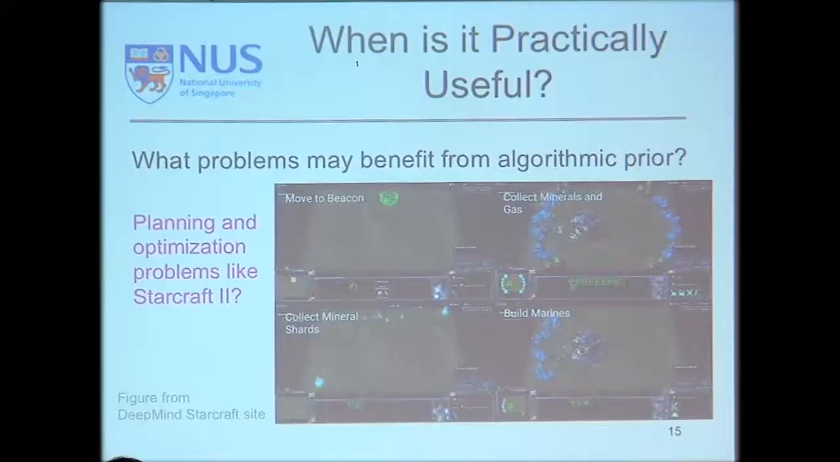Then there's a question of what types of problems this would likely help. What are the problems that may benefit from our knowledge of algorithms, which we would then encode as a network? I'm suggesting that planning and optimization problems, like StarCraft 2, might be a good place to look, because they have the structure where we know algorithms for planning problems. When you need to scale up, they're all approximate. So that's an opportunity for learning to help, because all the algorithms are approximate. You can learn to fix some of the issues, and add more approximation capabilities to your neural networks, and hopefully that would be helpful. Okay, so that's all I have.